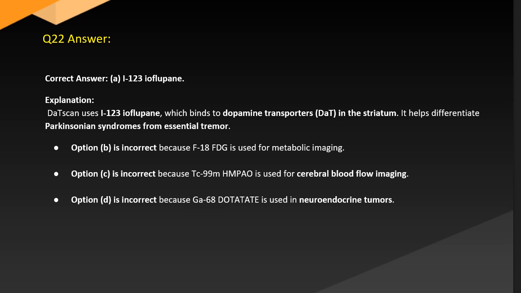Answer. Correct answer A. I-123 ioflupane. Explanation. DAT scan uses I-123 ioflupane, which binds to dopamine transporters (DAT) in the striatum. It helps differentiate Parkinsonian syndromes from essential tremor. Option B is incorrect because F18-FDG is used for metabolic imaging. Option C is incorrect because Tc-99m HMPAO is used for cerebral blood flow imaging. Option D is incorrect because Ga-68 DOTATATE is used in neuroendocrine tumors.